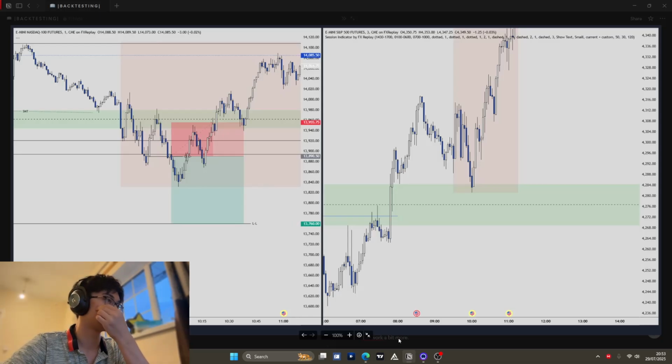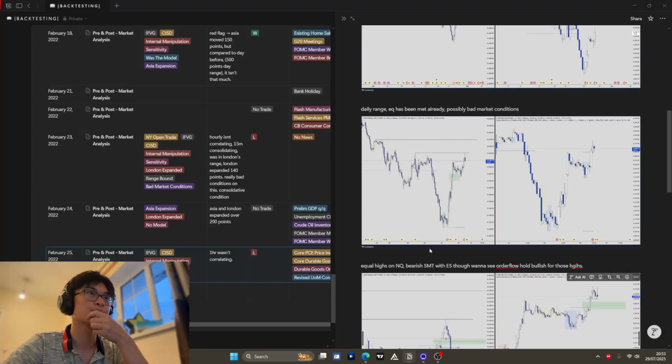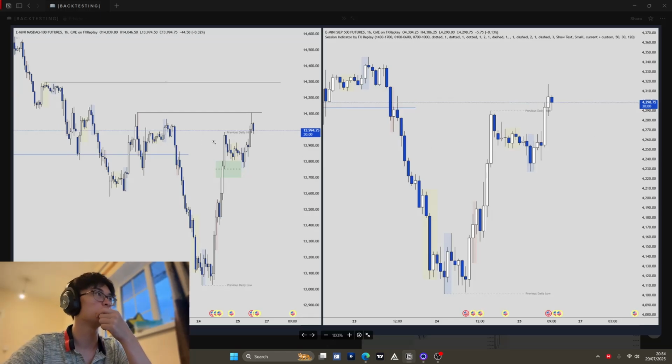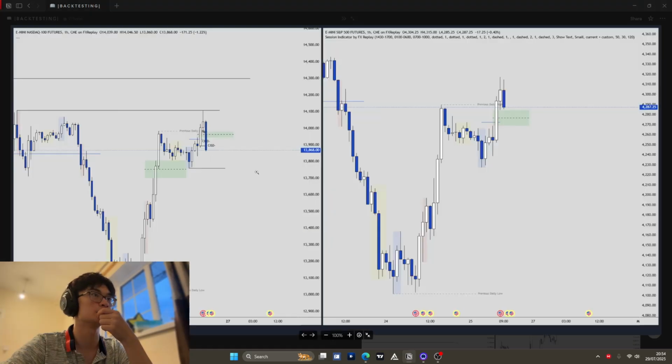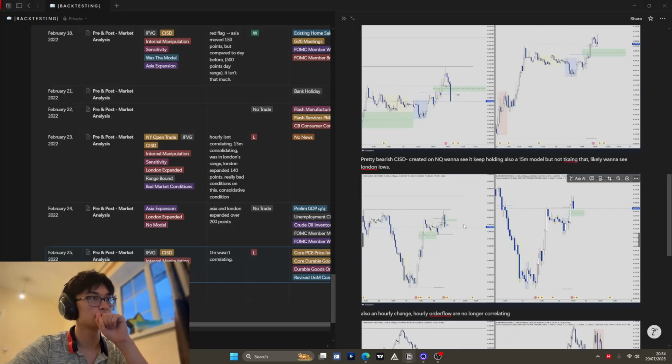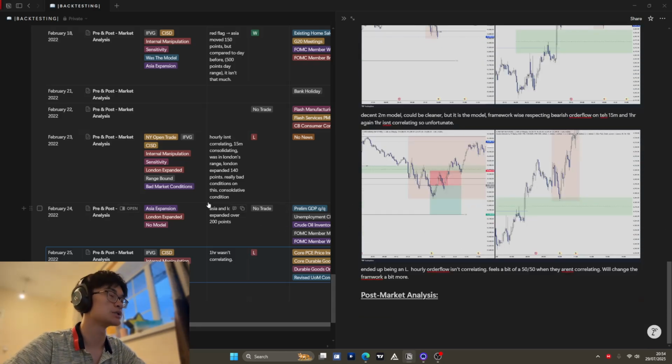And on the 1 hour here, they aren't correlating. So NQ had actually made a change in the state here, and ES is still respecting bullish order flow. But as I said, NQ is not. And then on the other hand, the 4 hour is still bullish. So perhaps I should just listen to the 4 hour.